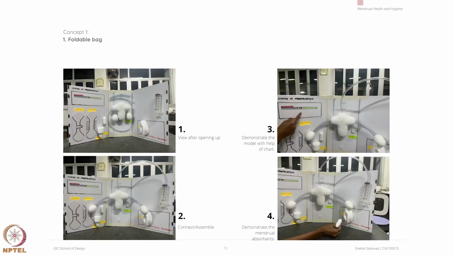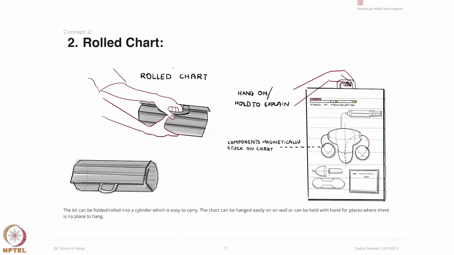So this was the bag we place, and after opening there will be one working model, the rig that I showed, in the center here, and then all the absorbents are placed here, and these absorbents will be used to demonstrate how to wear a tampon or a menstrual cup.